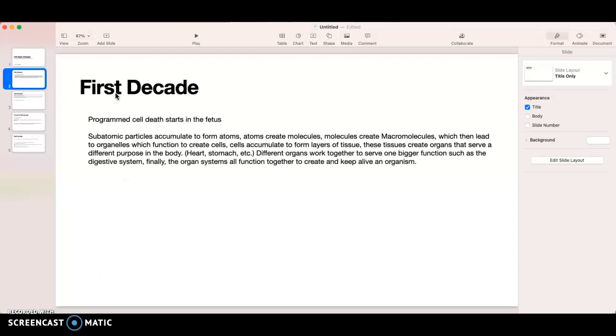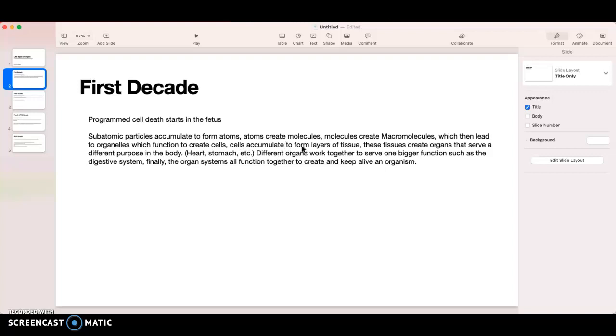So here we go. In the first decade, the levels of organization that are present are actually all of them. Subatomic particles accumulate to form atoms, and those atoms create molecules. Molecules create macromolecules, which then lead to organelles. Those organelles function to create cells. They do work for the cell, pretty much.